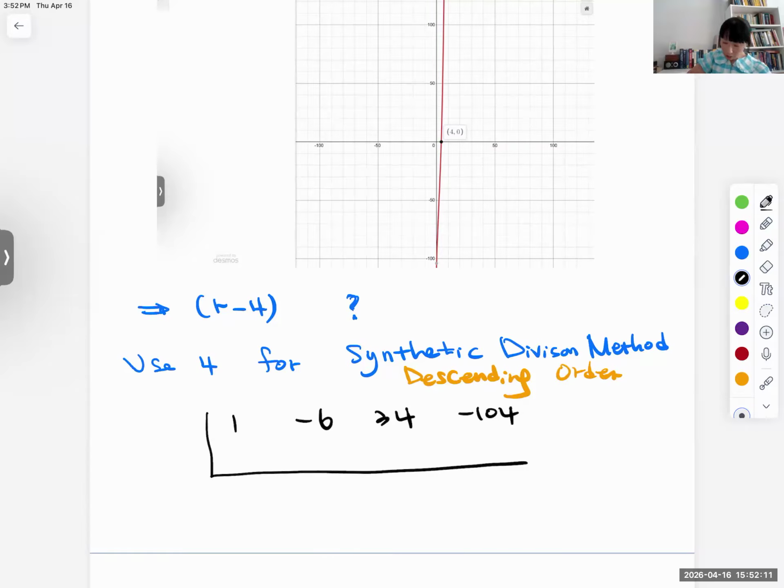Okay. All right. So using 4. Okay. So the synthetic division, there's a rule. We always bring down the first one, right? Always bring down.